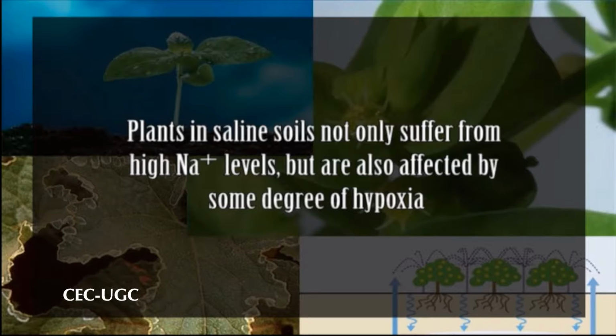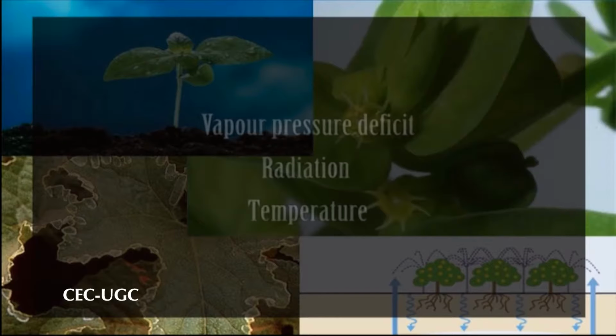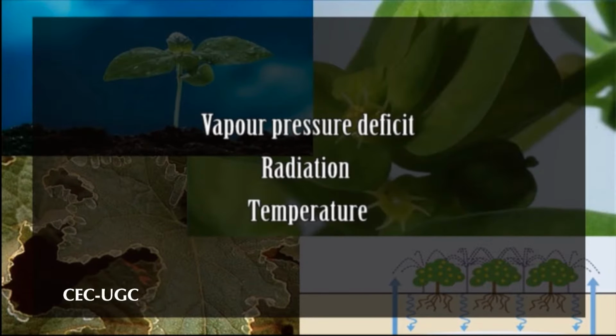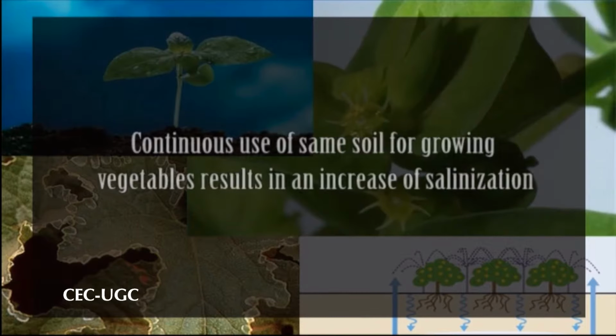Soil type and environmental factors such as vapor pressure deficit, radiation, and temperature may further alter salt tolerance. In fields, the salt levels fluctuate seasonally and spatially, and variation occurs due to the circumstances influencing each particular plant. In addition, the continuous use of the same soil for growing vegetables results in an increase of salinization.